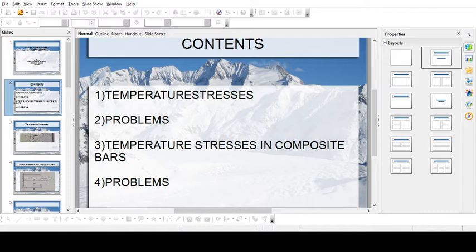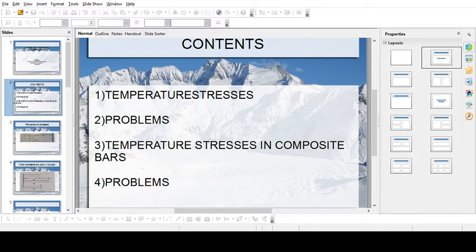the analysis of composite bars and the analysis of varying cross sections of the composite bars, etc. Hope you are all clear with the previous topics. And today we'll go for thermal stresses, temperature stresses.